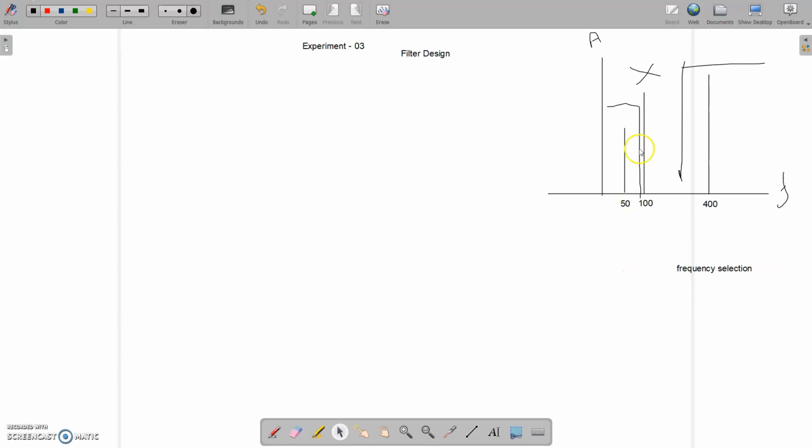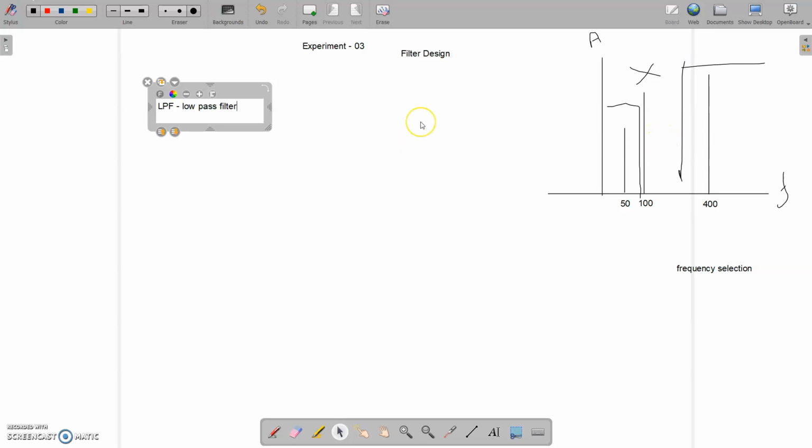So here you can see, say I want only 50 hertz but not the higher frequency components. There are four types of filters, so I have to use what we call a low pass filter, LPF. Low pass filter means it will allow only the low frequency signal to pass, not the higher frequency components.